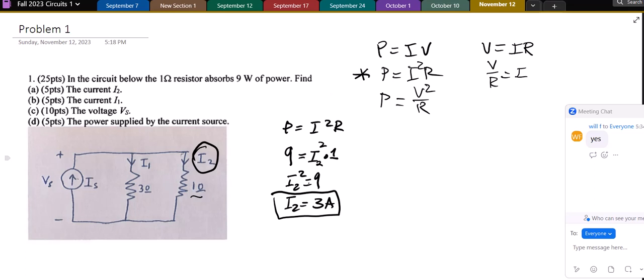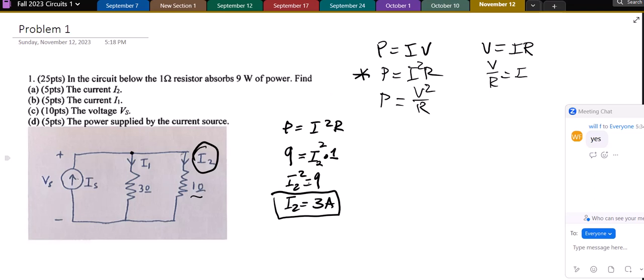Okay, so the next thing I'm looking for is I1 right here. I know now that since I know what I2 is, okay, he did current division. So here's how he did it.